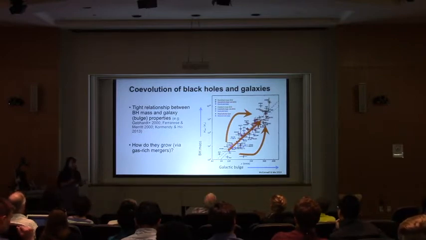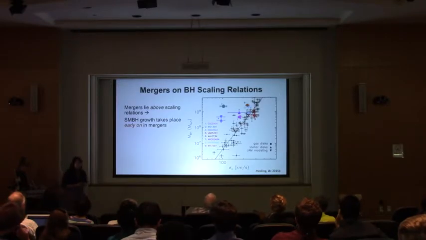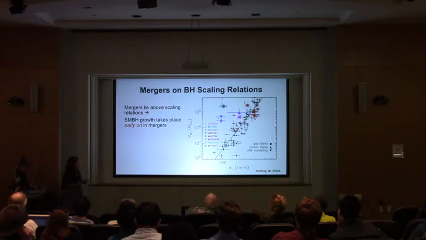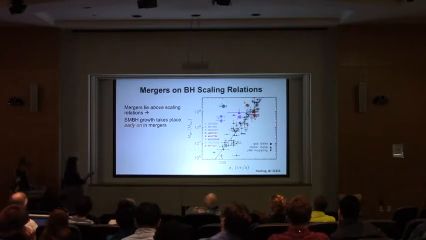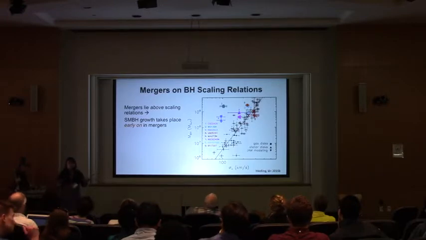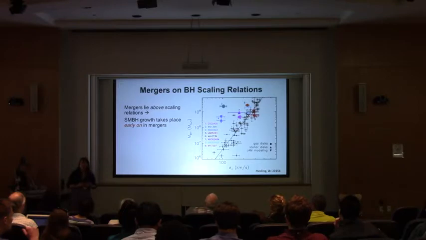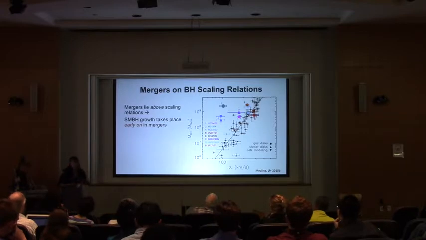And so when we put our galaxy mergers on this plot, we found that they actually lie on top of or above the scaling relations. And so this suggests a few things, but the simplest suggestion is that maybe supermassive black hole growth actually takes place early on in mergers. And this would be because we have a lot of gas in our gas-rich mergers that could very easily funnel into the center of the system. And like I said, there are some caveats with this plot that I'm happy to go into if you're interested.